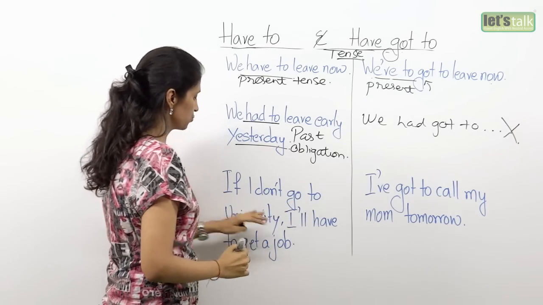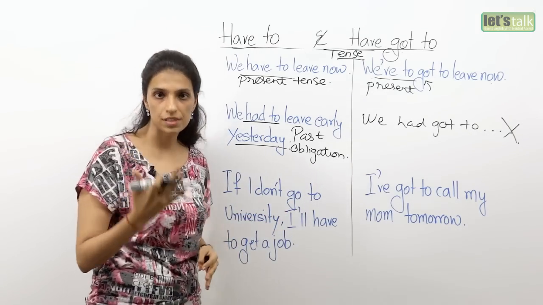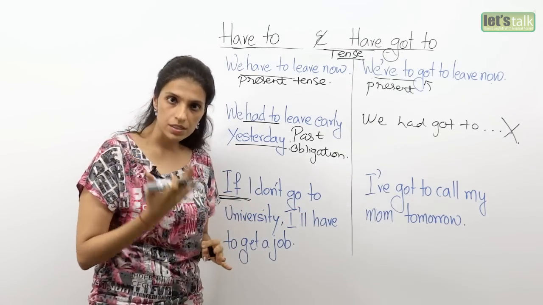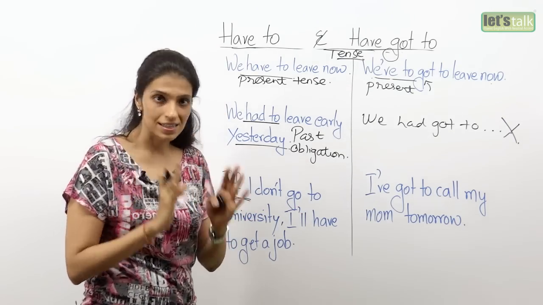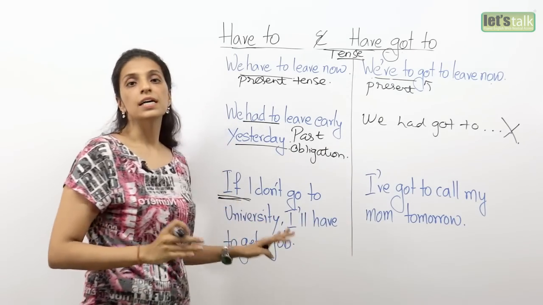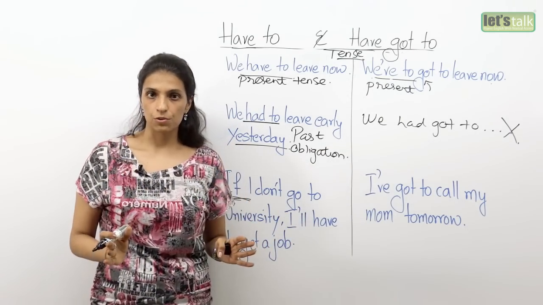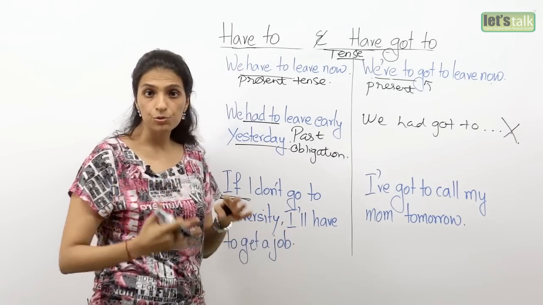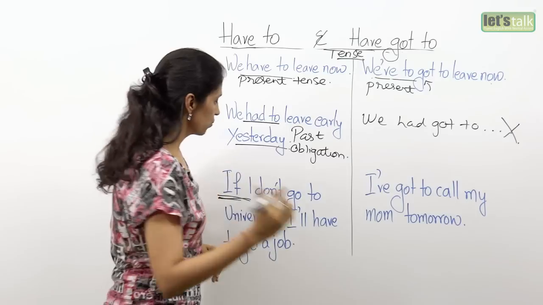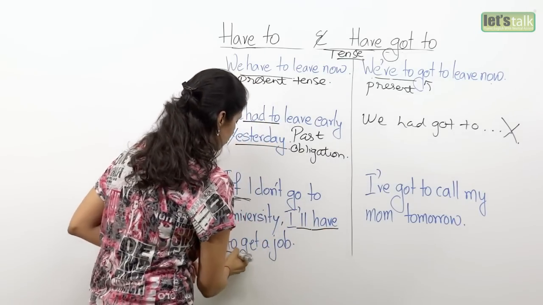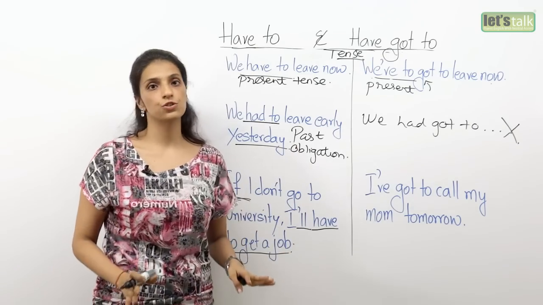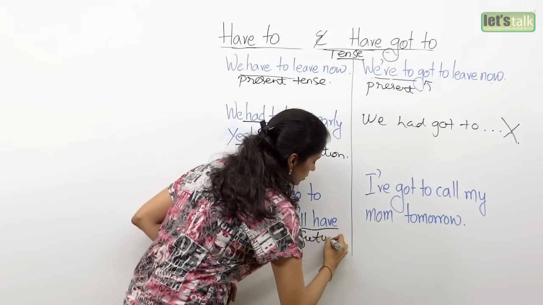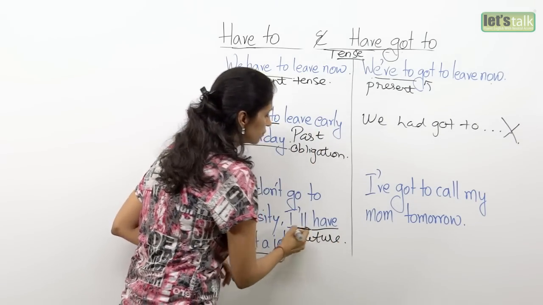Now, in the future, I have a conditional sentence here for you. If I don't go to university, that means if I don't continue studying, it's conditional. There will be a consequence in the future, and the consequence is I'll have to get a job. That means I have no option. I really have no option. It's an obligation in the future, an outcome that will take place in the future. So I use will have to get a job. I will have to get a job if I don't go to university. So we do use it with will in the future.